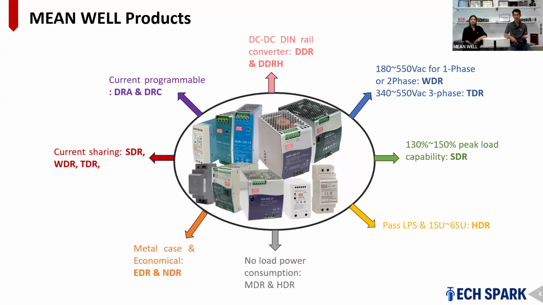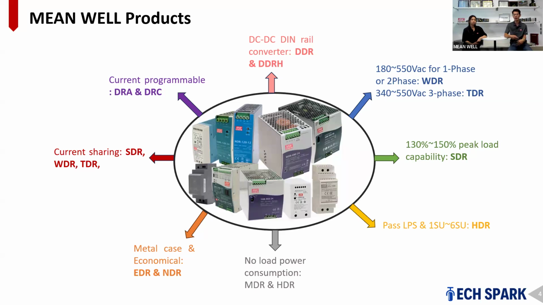Then one interesting feature is the current programmable. The DRA and the DRC, on the other hand, have output current that can be adjustable with 1 to 10 voltage, a 10 voltage PWM signal, and 10K to 100K resistance. For example, just like a 3-in-1 dimming LED driver feature. So we cover all these features basically in the AC to DC DIN rail power supply.